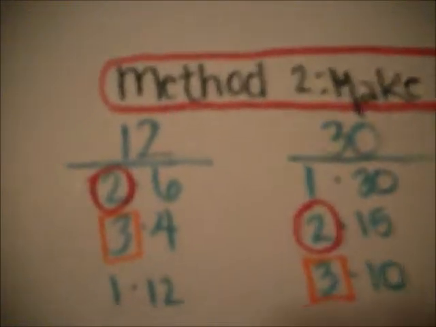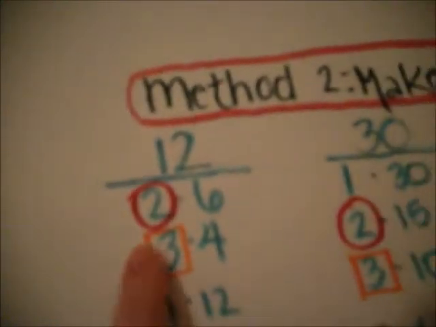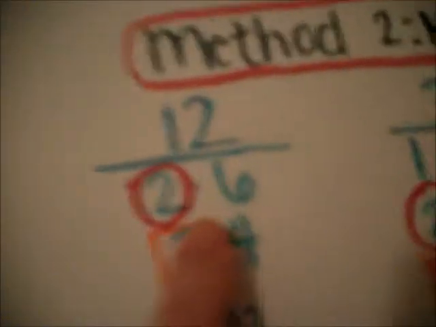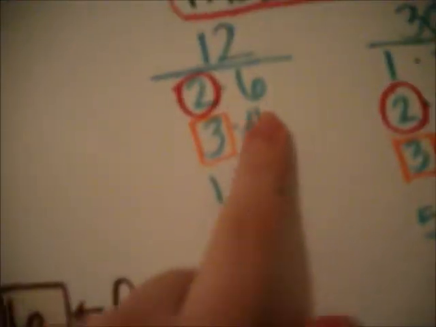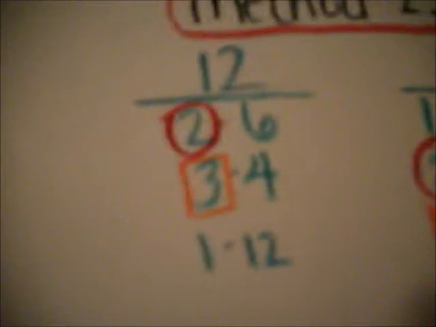Method 2. Make a list. It's kind of the same, it's just a different way of listing it. So here's 12. You just list all of the ways you can multiply numbers to get a result of 12. So here's one. 2 times 6, 3 times 4, 1 times 12. And that's basically all you can do with that one.